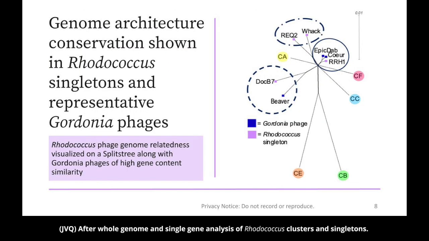After whole genome and single gene analysis of Rhodococcus clusters and singletons, we still see that there are not a lot of similarities between the singletons and clusters. From there, we wanted to expand our analysis to include Gordonia phages because Gordonia and Rhodococcus hosts are similar. In panel A, the distance on the split tree indicates gene content similarity, and we can see that Rhodococcus singletons and Gordonia phages are grouped closely together.